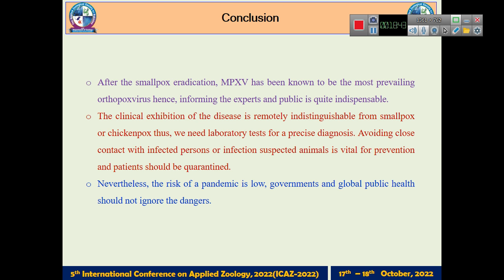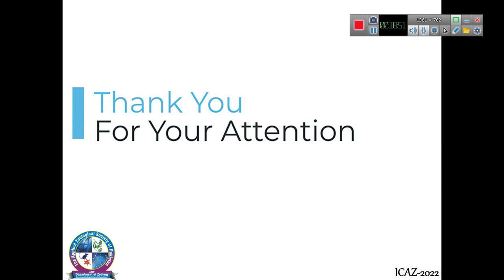Avoiding close contact with infected persons or infection-suspected animals is vital for prevention, and patients should be quarantined. Nevertheless, the risk of pandemic is low. Governments and global public health should not ignore the dangers.